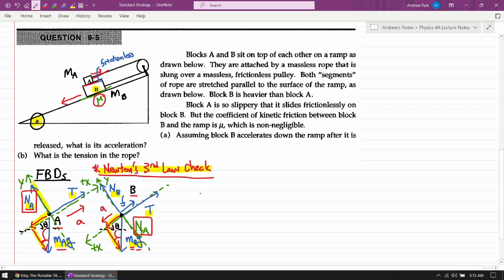For my step number four, this is the final step in the standard strategy. We'll write down Newton's second law equations. And you write down Newton's second law equation for every object in your system.